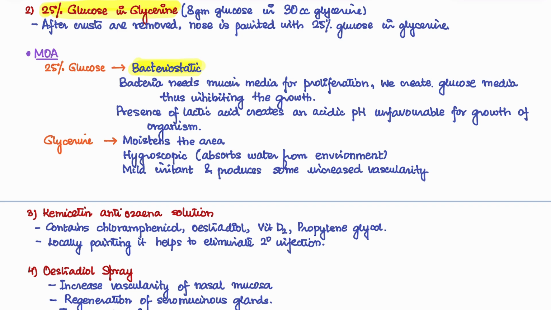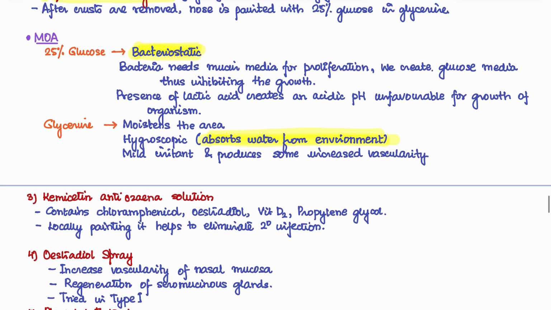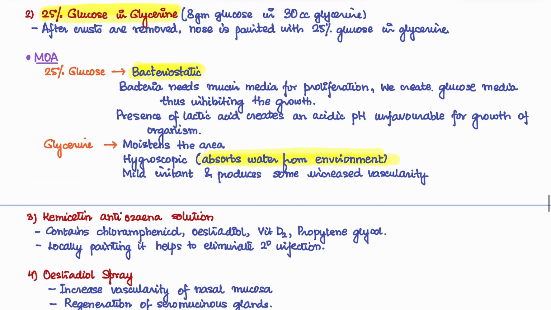Secondly, the glycerin is a hygroscopic material, which means that it absorbs water from the environment. So the role of glycerin here is to moisten the nasal mucosa, moisten the whole area of the nasal cavity. And it also acts as a mild irritant and leads to increased vascularity, because one of the pathological features here is that there is reduced vascularity or atrophy of the blood vessels. So this is one of the main important ones that we use.